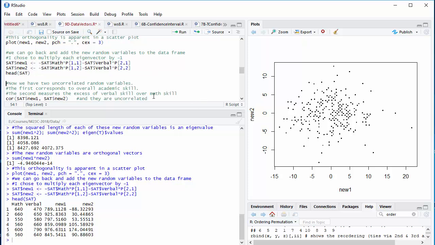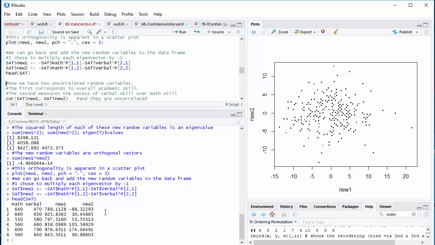What about the second one? Well, when I look at the second one, I see I get large values when the verbal score is significantly larger than the math score. I get negative values when the math score is higher than the verbal score. And I found a new way of looking at SAT scores.